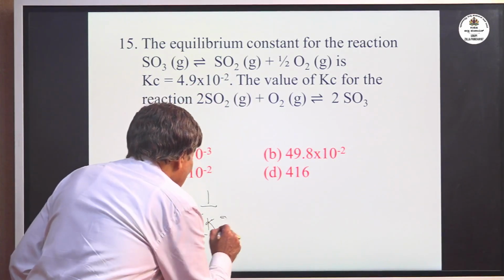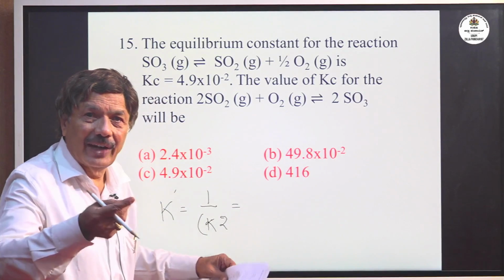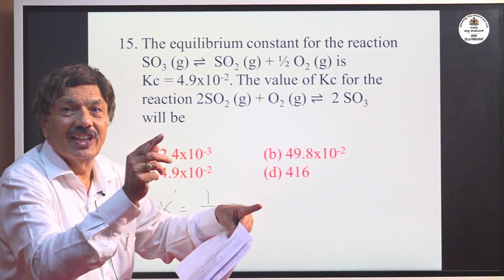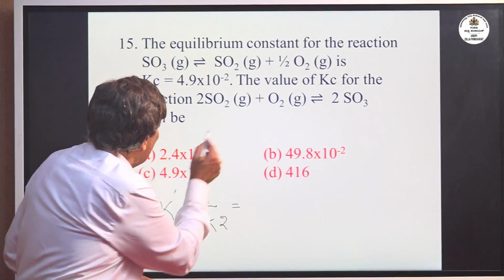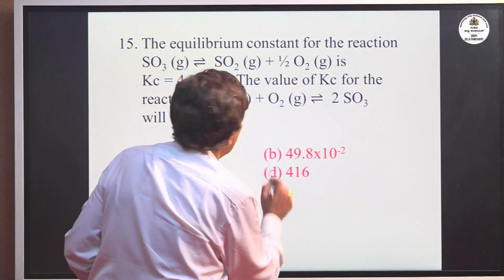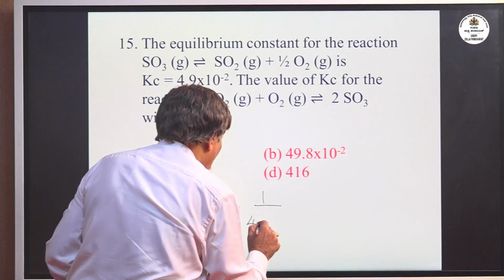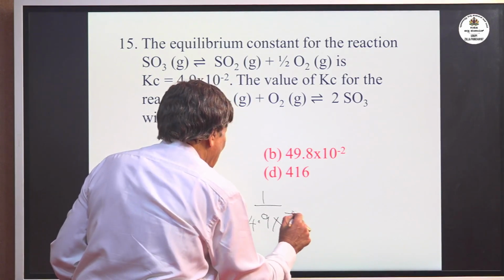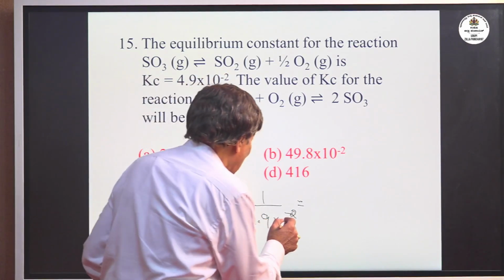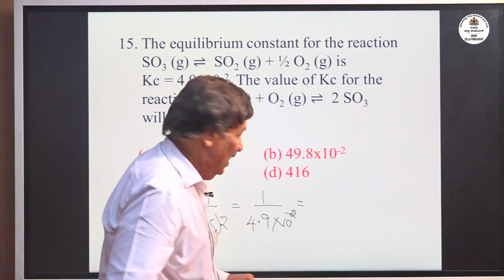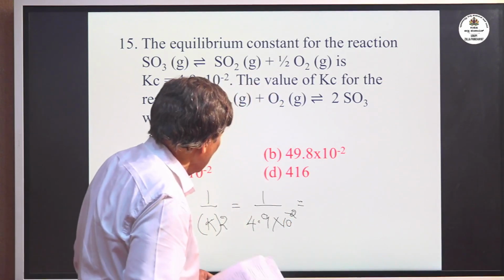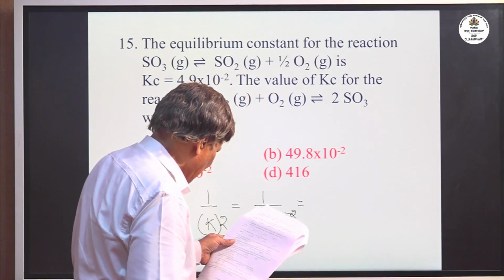So, square. Why have I written K in the denominator? Because they have reversed. If it was only reversed, then 1 by K was sufficient. So, they have reversed it and doubled the quantity. 1 by K square. That is 1 by, what is K? 1 by 4.9 into 10 to the power minus 2, whole square. When it goes to the numerator, it is how much? 1 divided by 4.9 into 10 to the power minus 2.